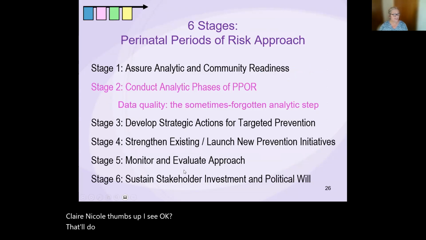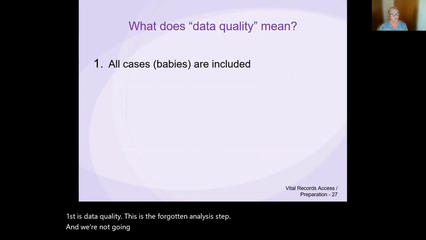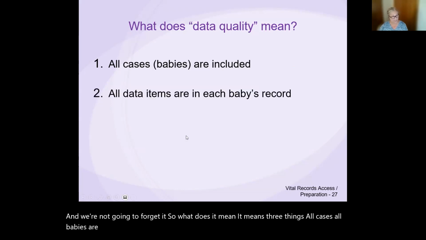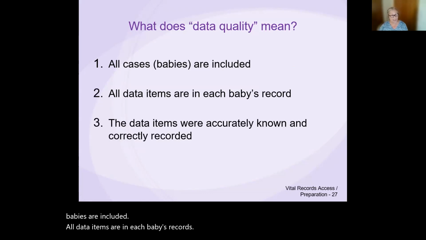So analysis. First is data quality. This is the forgotten analysis step. And we're not going to forget it. So what does it mean? It means three things. All cases, all babies are included. All data items are in each baby's records. The data items were accurately known and correctly reported.